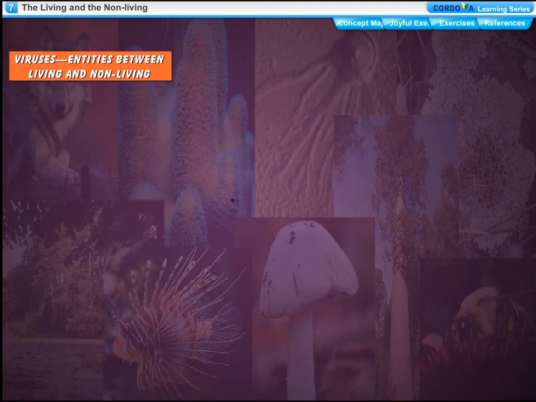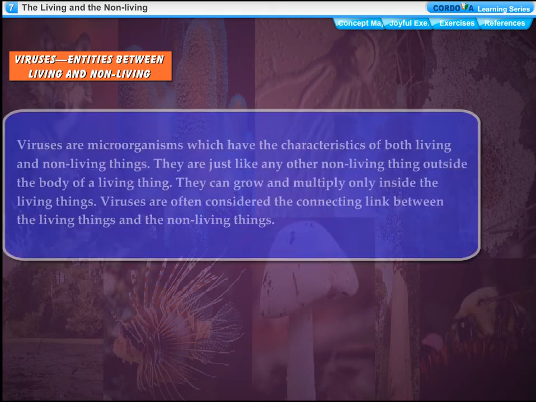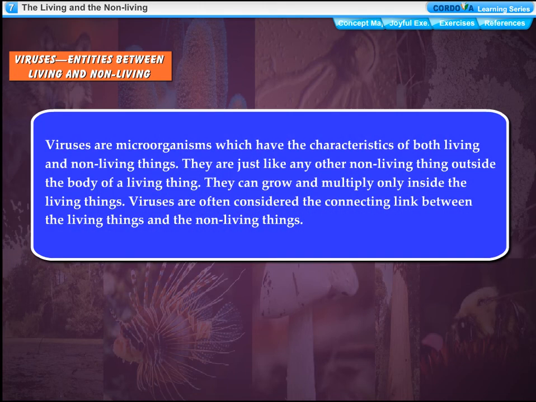Viruses, entities between living and non-living. Viruses are microorganisms which have the characteristics of both living and non-living things. They are just like any other non-living thing outside the body of a living thing. They can grow and multiply only inside the living things. Viruses are often considered the connecting link between the living things and the non-living things.